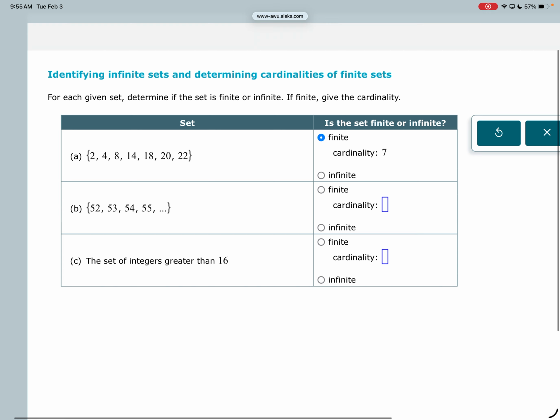For B, it's 52, 53, 54, 55, and then goes on. And it goes on forever. So this is going to have an infinite amount of numbers in it. Okay, so you can't really count that. It's just an infinite. The cardinality is infinity. The set of integers greater than 16, well, any number greater than 16 would be infinite.